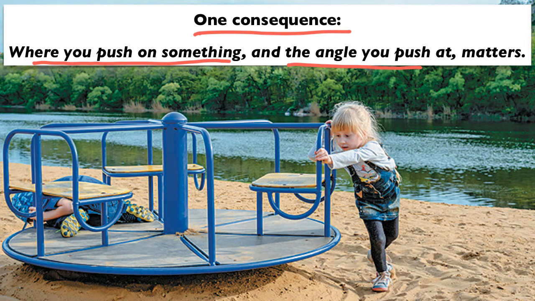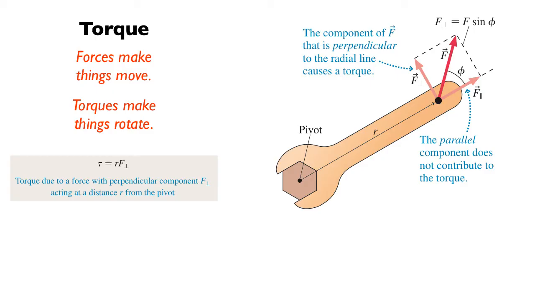So if you're trying to get a merry-go-round going, you want to push on the outside edge, and you want to push in a direction that is perpendicular to the radius. So if I draw a line from the center to where she is pushing, it's at a perpendicular angle. She is pushing at an angle that is optimized to provide the most torque. Well done, young person.